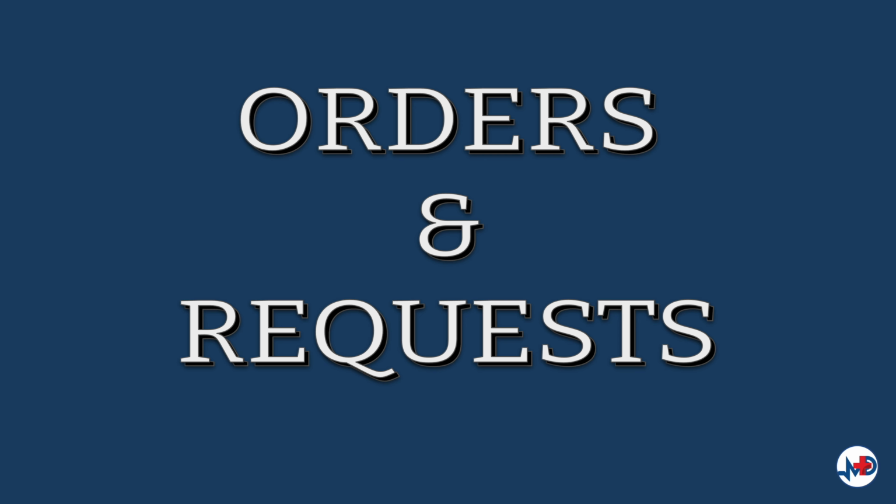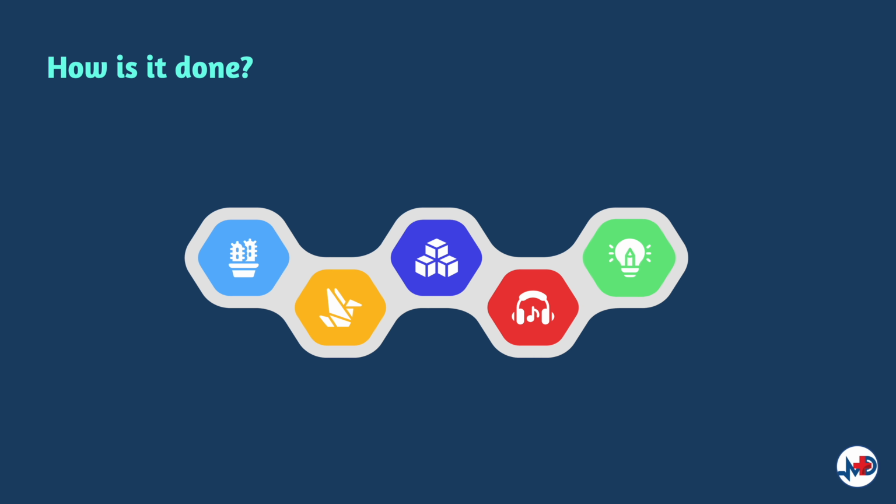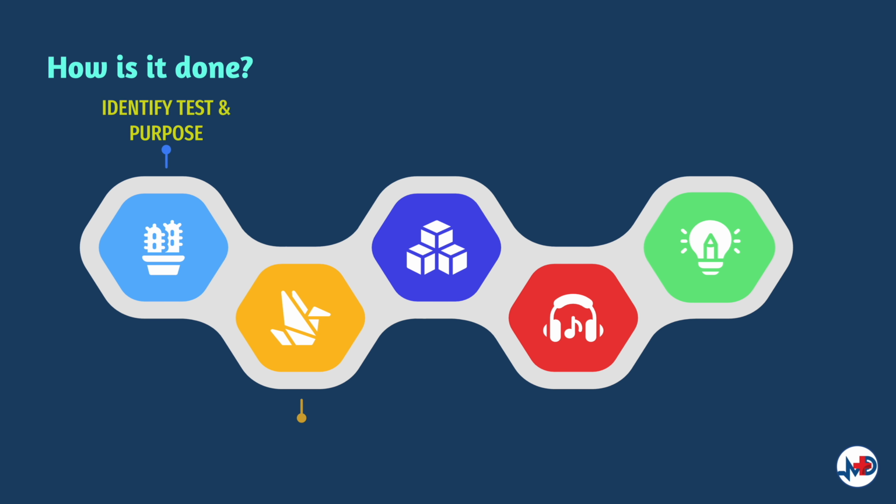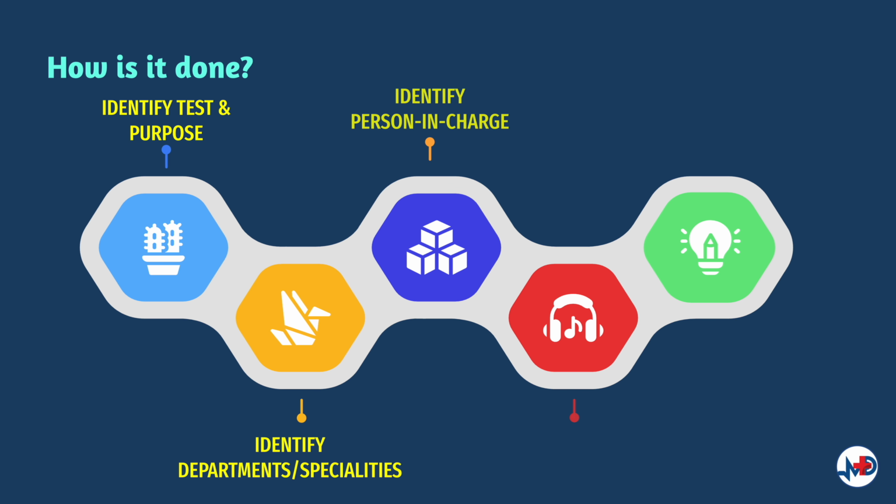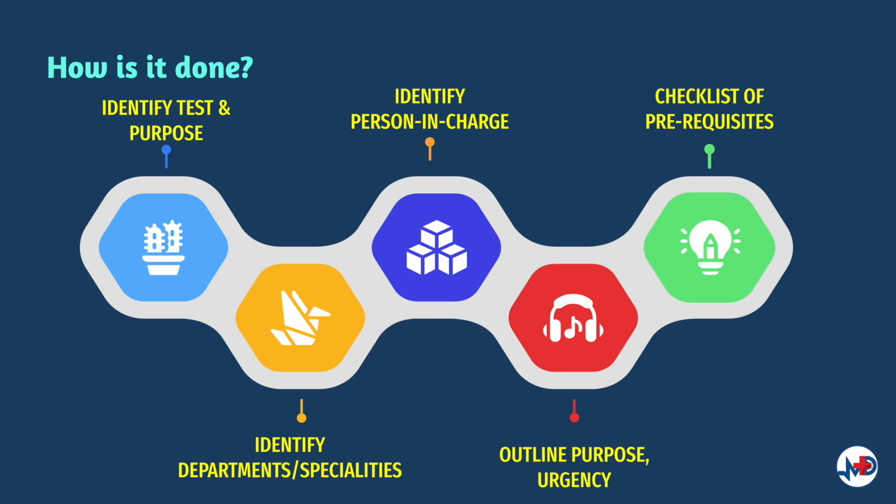Orders and requests. When service from another department is required, a request is made. House officers are assigned to make requests following the plans in the daily reviews. So how does a request work? First, identify what is the test that is to be requested. Then identify the departments or specialties involved.